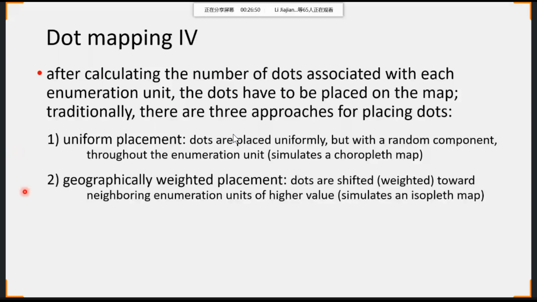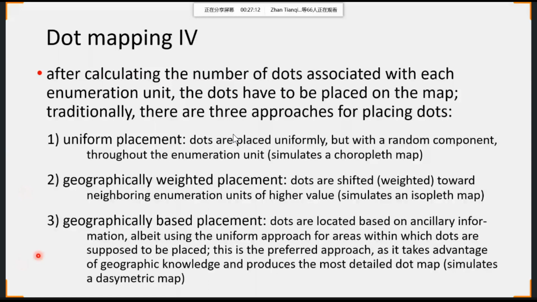Geographically weighted placement is the second method. Dots are weighted toward neighboring enumeration units of higher value. So this simulates an isopleth map, a type we will talk about later today or next week.